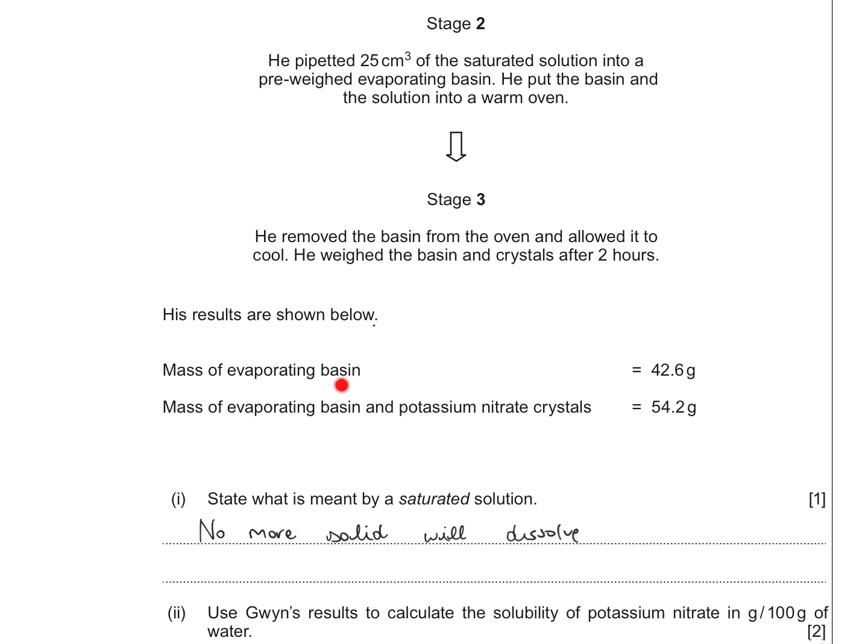So the mass of the basin is 42.6. The mass of the evaporating basin and the crystals is 54.2. So what that means then is the crystals on their own are going to be 54.2 take away 42.6. And that's going to give an answer of 11.6 grams for my crystals.